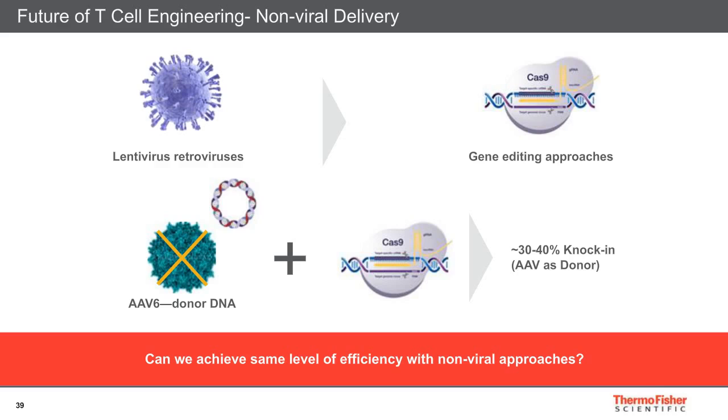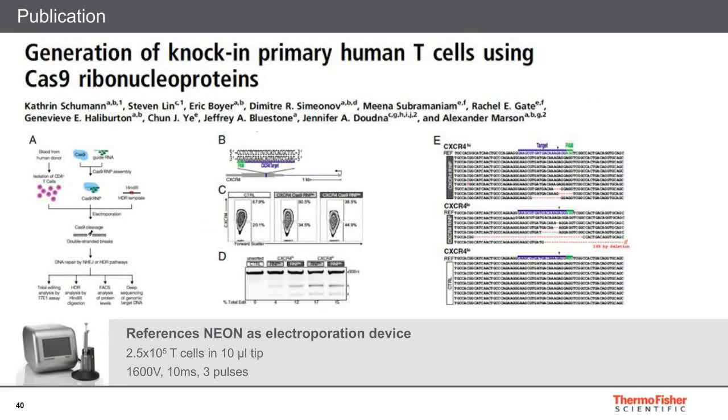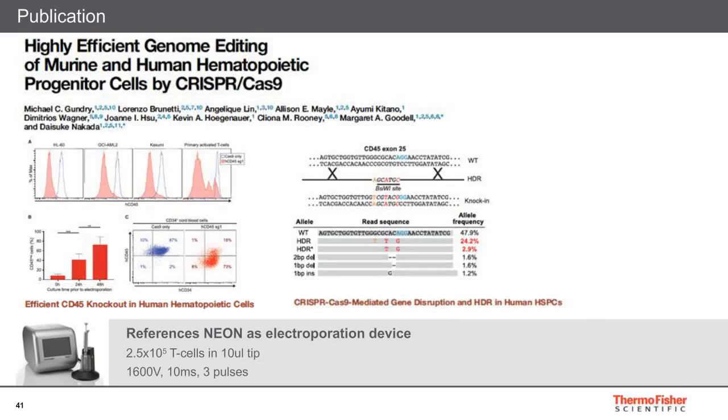again achieve knock-in. But it really doesn't fix the problem, because one of the problems of lentivirus is the cost in producing it and the manufacturing workflow. But now you're replacing lenti with AAV6 donors. So it doesn't fix the problem. What we really want is a wholly non-viral approach. And so the question is, can we now replace AAV6 donor DNA with a plasmid and achieve a wholly non-viral approach?